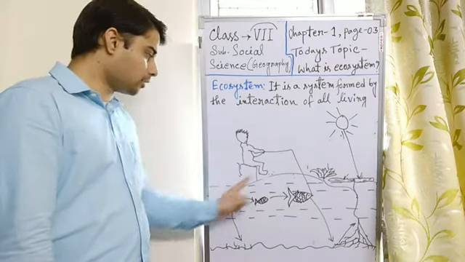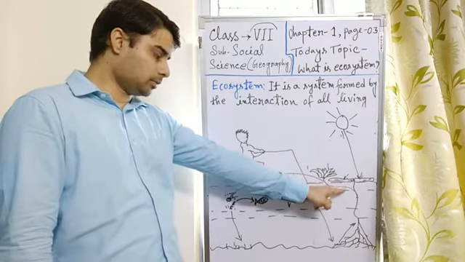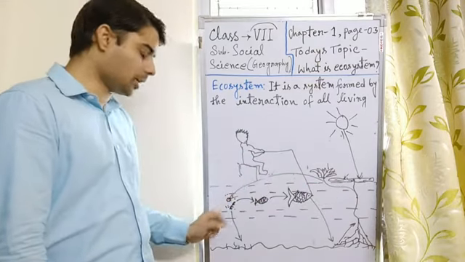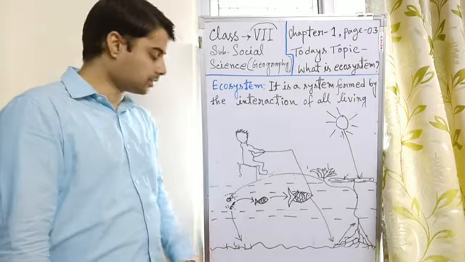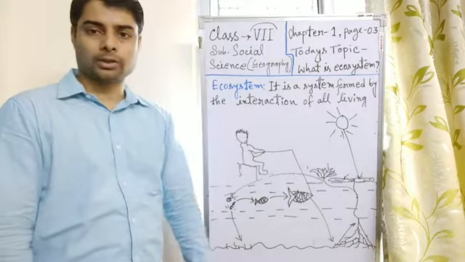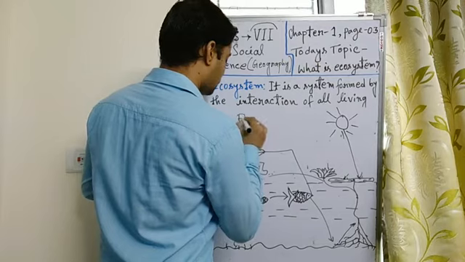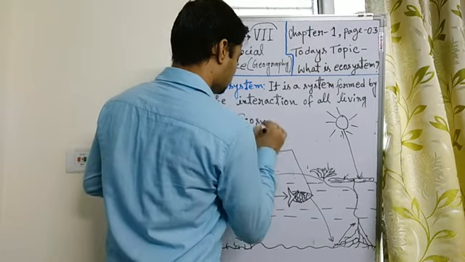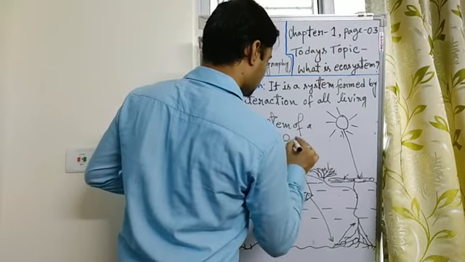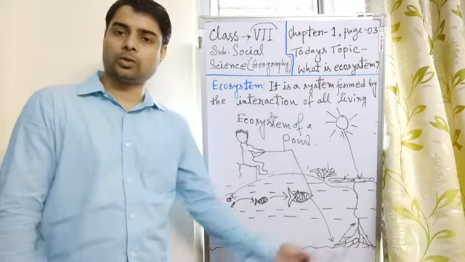Sometimes zooplanktons also use the energy from the body remains of these plants after their death. So in this circular way, each and everything in the pond is connected with each other. So this is the ecosystem of a pond. I hope you understand from this picture how an ecosystem works.